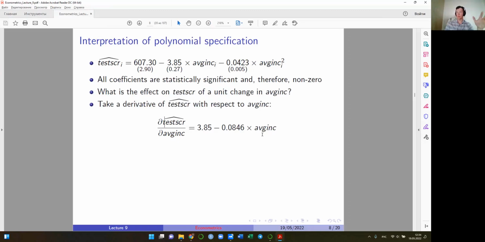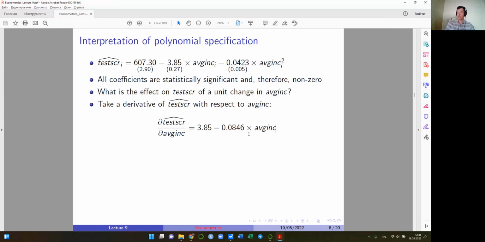For example, if average income is 10, you put 10 here, multiply by this, it's 385 minus 0.8, right? So the effect is going to be around 3. If average income is 50, you multiply this by 50, it's going to be something like 4. And 385 minus 4 is going to be even negative. So the further increase in average income will decrease the test score.